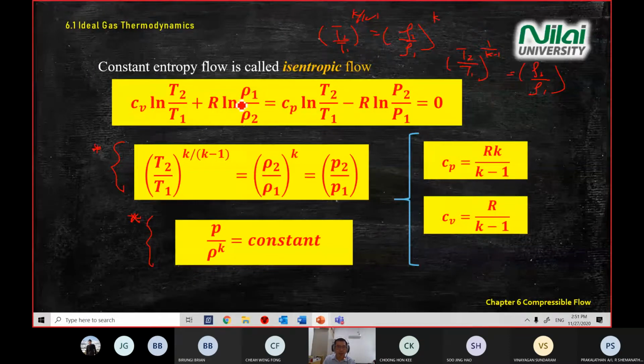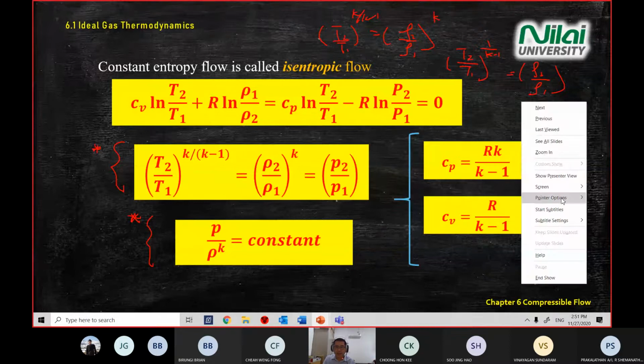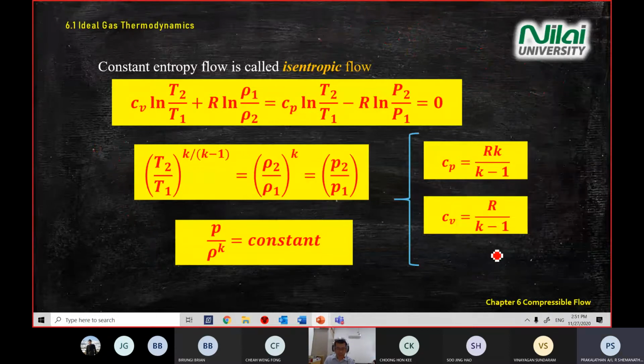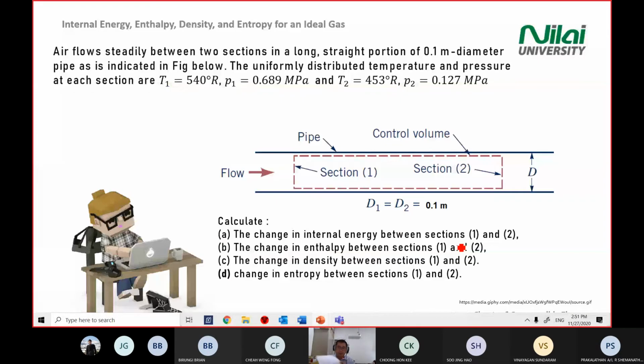Any question for this slide? Any question you want to ask me? No? So I think all of you are able to absorb all this information. Okay, we look at one example.